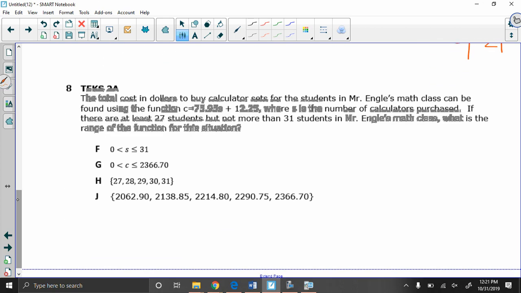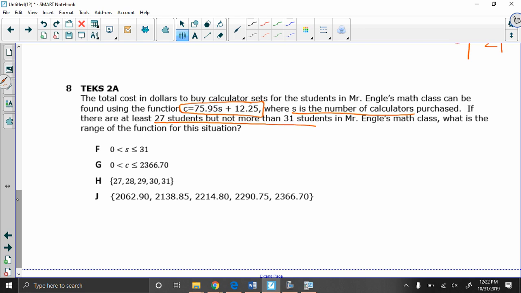Number 8. So we have the total cost in dollars to buy a calculator set for the students in Mr. Ingles' math class can be found using the function C equals 79.95s plus 12.25, where s is the number of calculators purchased. If there are at least 27 students, but not more than 31, in Mr. Ingles' math class, what is the range of the function for this situation?